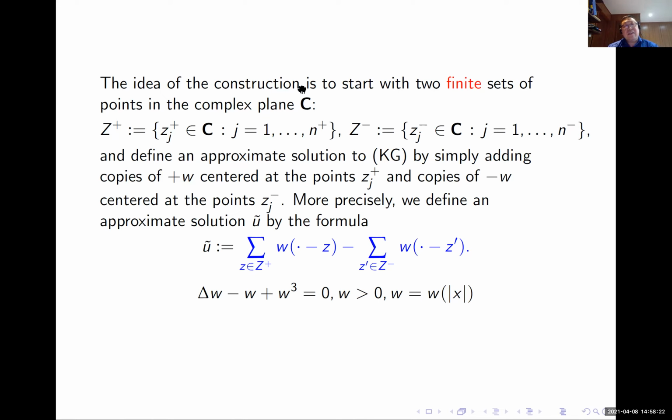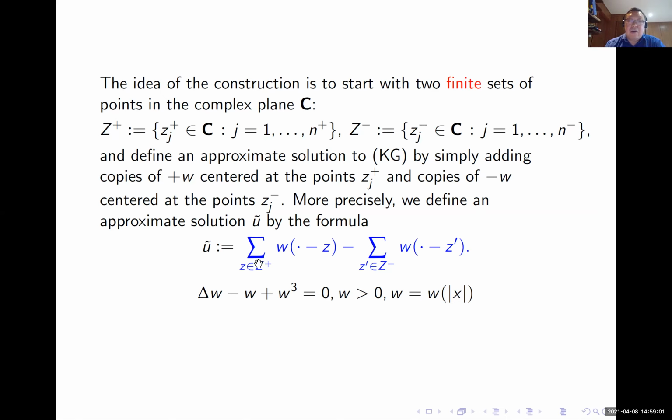So for the construction, we want to use a finite dimensional reduction. We take two finite sets of points in the complex plane, positive spikes and negative spikes. We take W, the ground state, and put W at the positive points and negative W at the negative points. We want to look for solutions of this type: positive and negative, positive and negative. These are two sets.